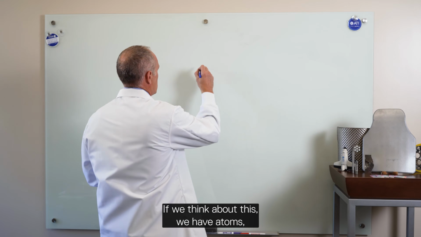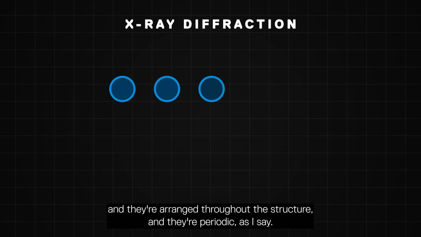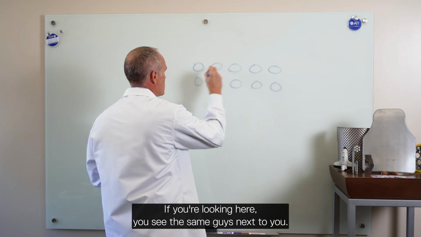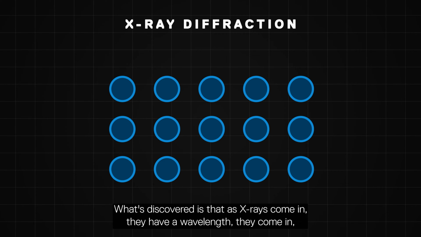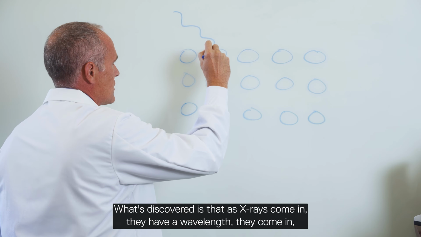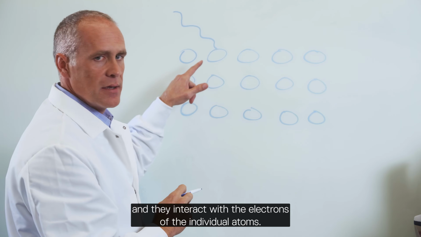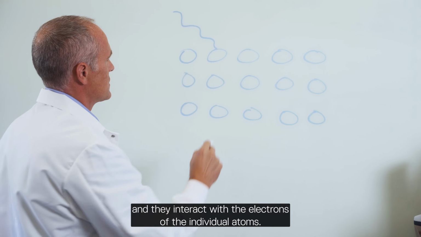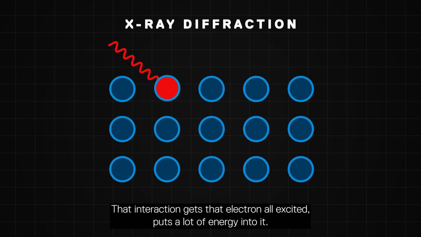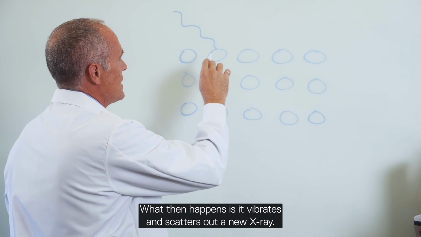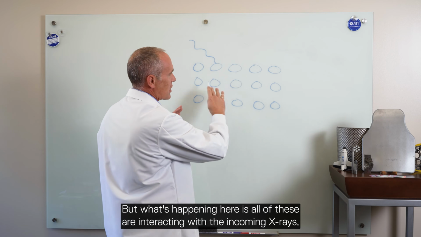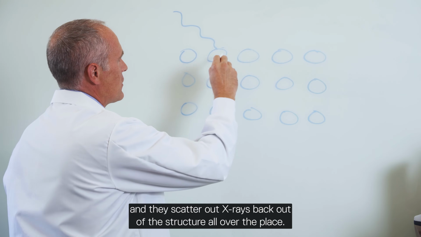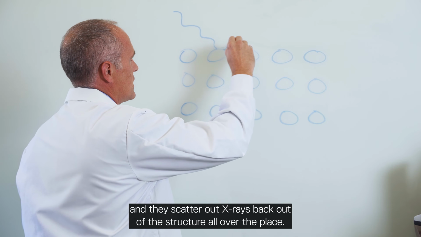If we think about this, right, we have atoms and they're arranged throughout the structure and they're periodic, as I say. If you're looking here, you see the same guys next to you. You look here, you see the same thing. So what's discovered is that as X-rays come in, right, they have a wavelength, they come in and they interact with the electrons of the individual atoms. That interaction gets that electron all excited, puts a lot of energy into it. What then happens is it vibrates and scatters out a new X-ray. But what's happening here is all of these are interacting with the incoming X-rays, and they scatter out X-rays back out of the structure, all over the place.